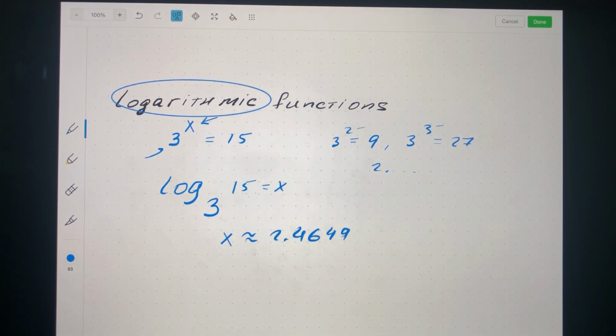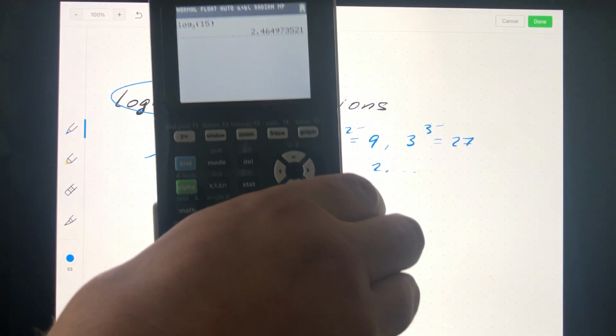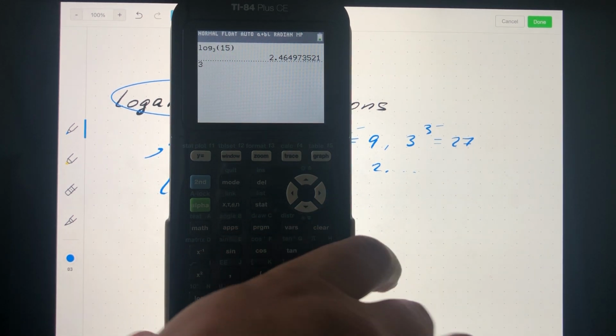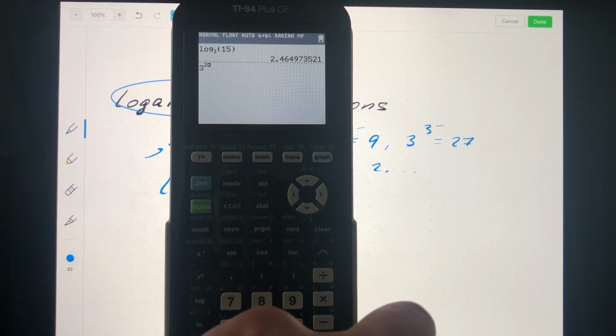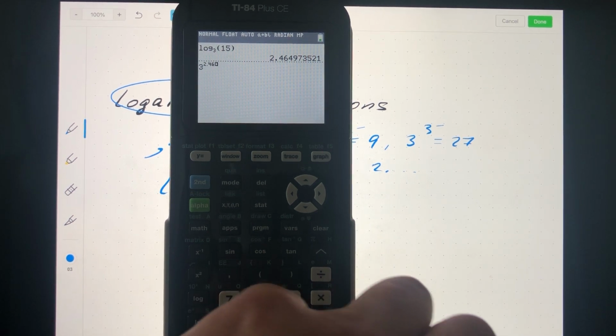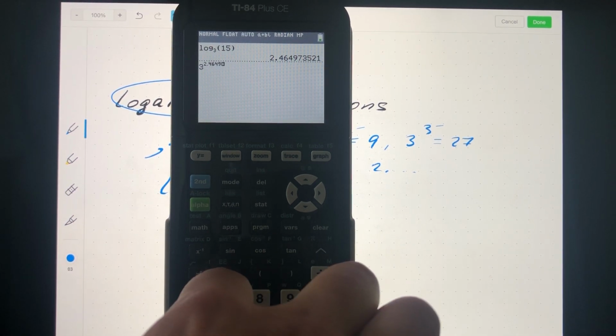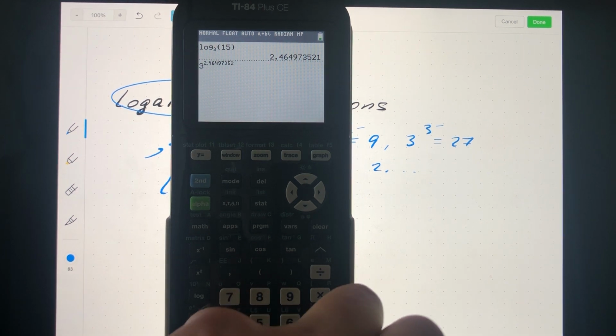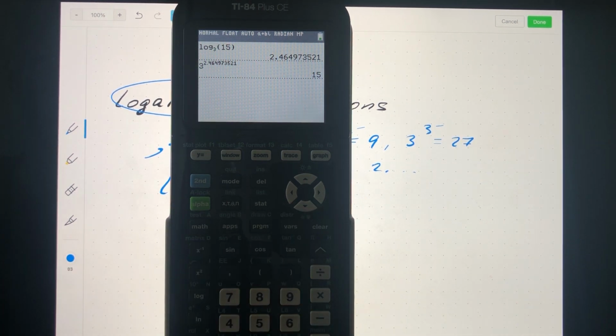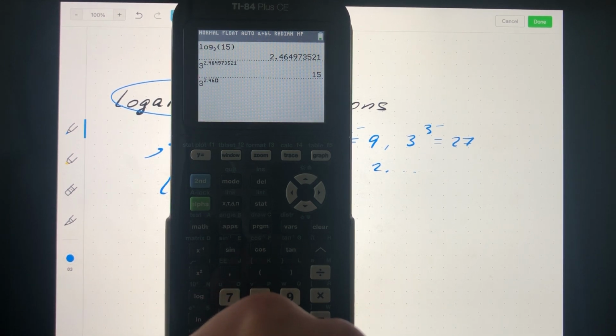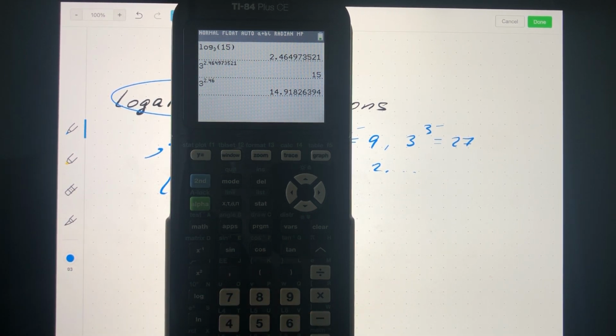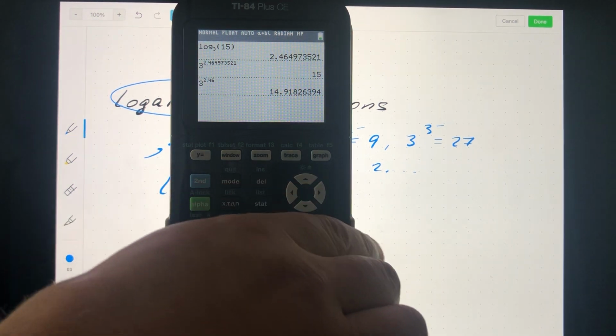So to check, let's see if it actually works. So if we take 3 to the power 2.46497352, the answer is 15. Now, if we just round it a little bit, 3 to the power 2.46, the answer is no longer 15, it's something close to 15, but it's not 15. That's why it's important to keep more decimal places when we deal with exponents and logs.